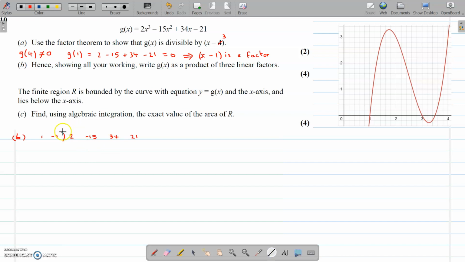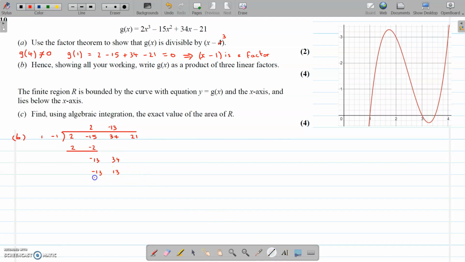Okay, so it's a long division, and we go into here twice. 1 into 2 goes twice. That makes 2 and negative 2. Subtract, and that will give us negative 13. Okay, bring down the 34. That will now give us negative 13 here. Okay, which goes in negative 13 and 13.